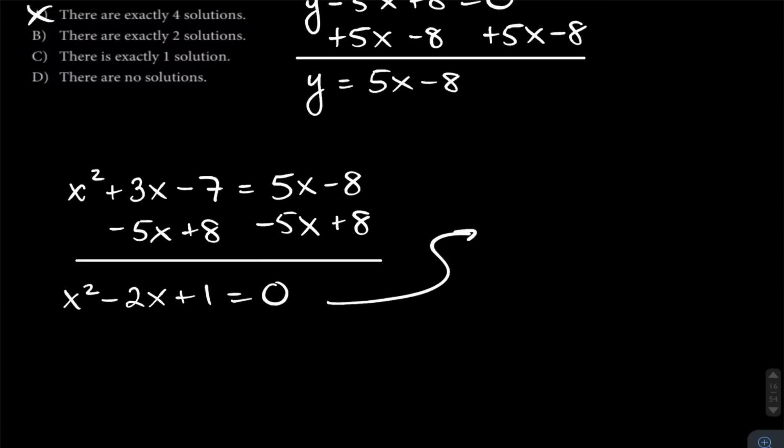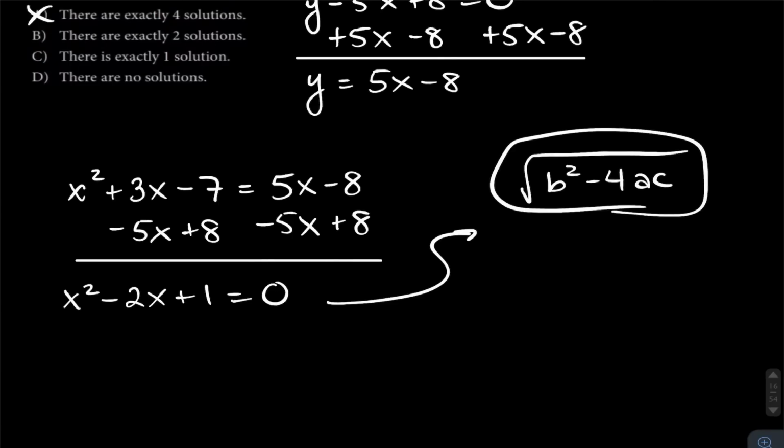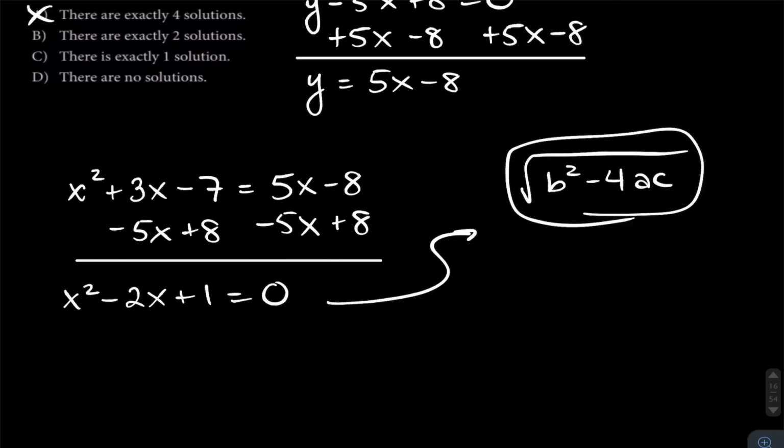You can use the discriminant, which is the square root of b squared minus 4ac, because this is what determines how many solutions there are going to be. If this is 0, there's going to be just one solution. If it's negative under the square root, if it's imaginary, then there are no solutions. And if it yields some random number that's not 0 and not imaginary, there are going to be 2 solutions.